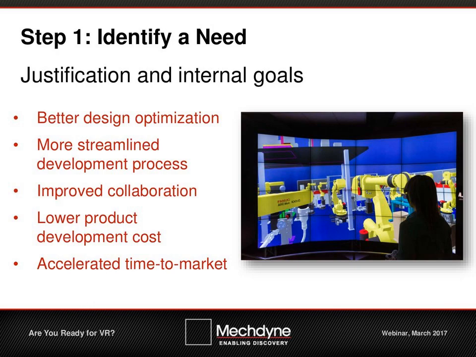So Genesis defined their need as several internal goals set by the design department. The internal benefits they hoped to realize were better design optimization using VR and visualizing life-size welding cell designs. This would streamline their development process, resulting in lower product development cost. Also, they hoped to improve collaboration between design and fabrication teams, also lowering their costs. Finally, an accelerated time to market would be the end result with these new designs.